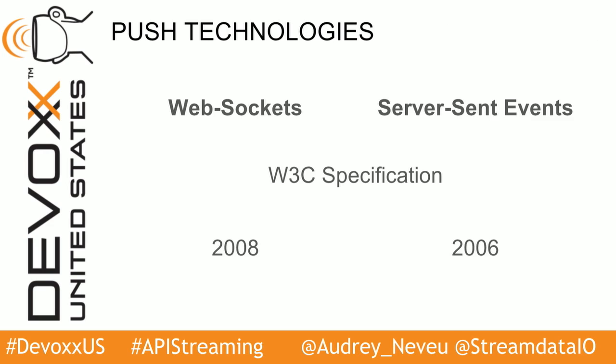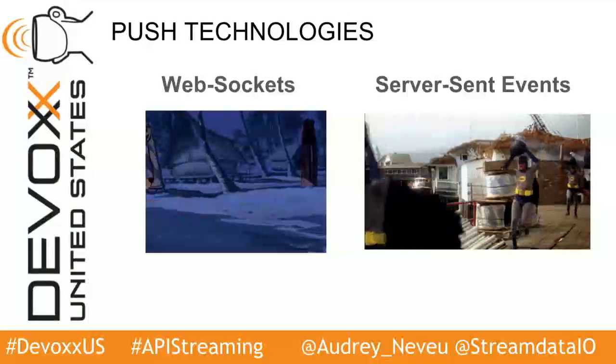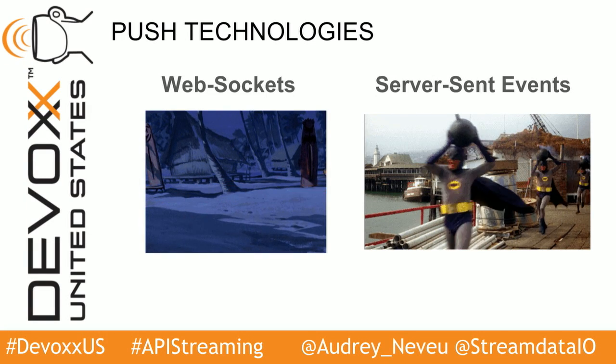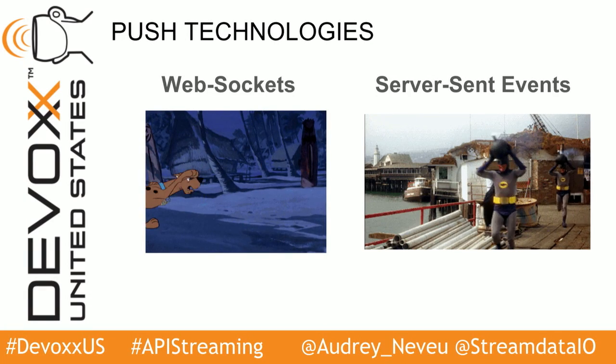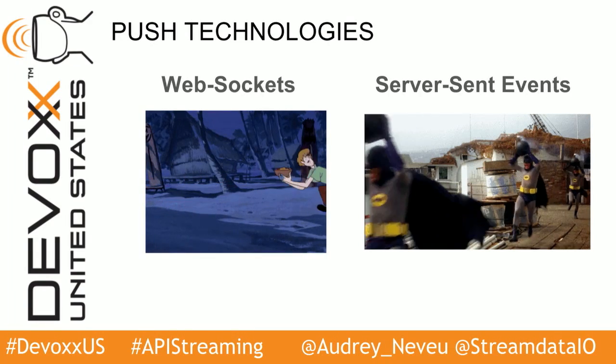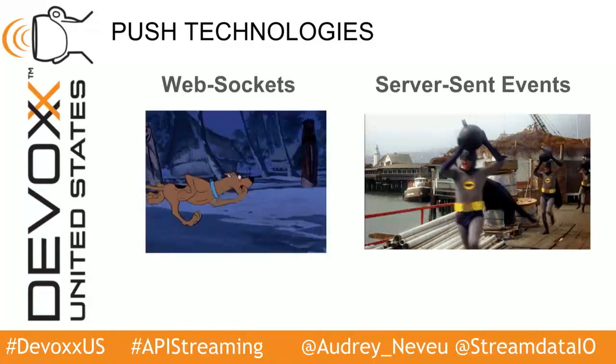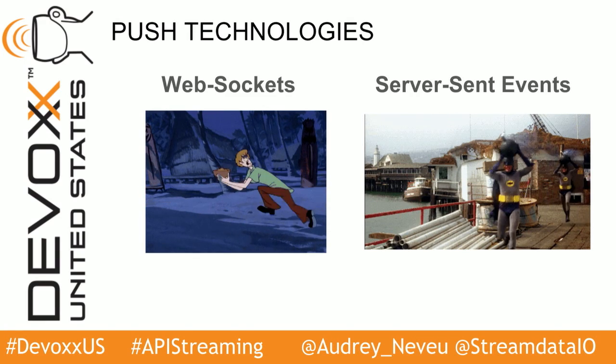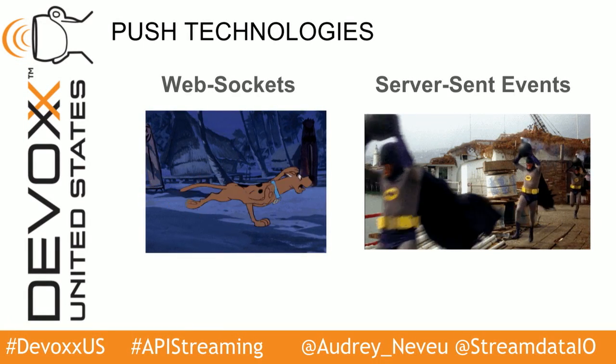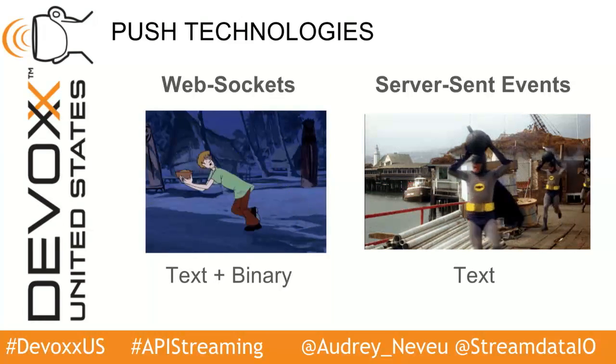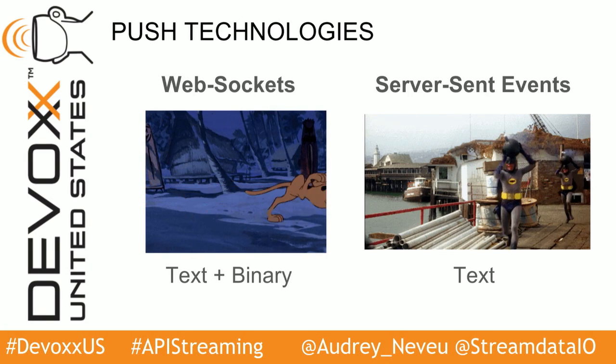That's the reason why we created push technologies, WebSockets and server-sent events, which are both under W3C specification and appeared around the same period. As you can guess, if both exist, it's because they are quite different, so we're going to see why. The main difference, I think, between WebSockets and server-sent events is that WebSockets are bidirectional. It means that both the server and the client can send data to each other, whereas server-sent events is unidirectional, so only the server is able to send data to the client. The second big difference is that WebSockets supports both text and binary, whereas server-sent events only supports text.